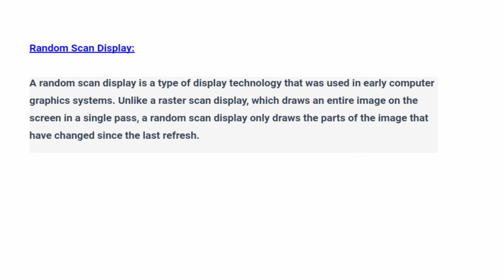Random scan display. A random scan display is a type of display technology that was used in early computer graphics systems. Unlike a raster scan display, which draws an entire image on the screen in a single pass, a random scan display only draws the parts of the image that have changed since the last refresh.